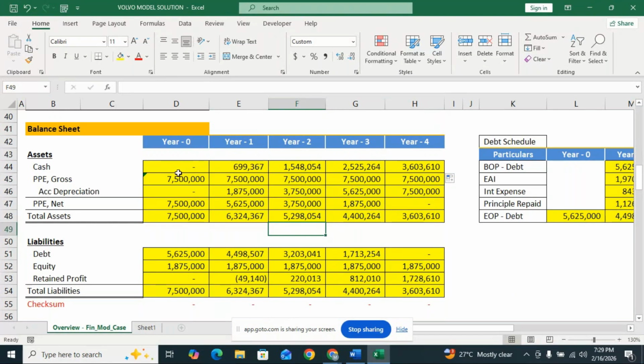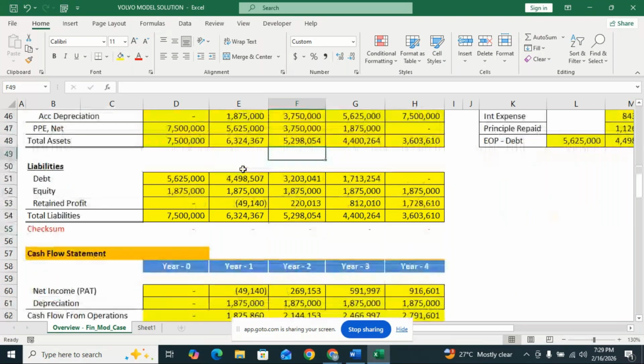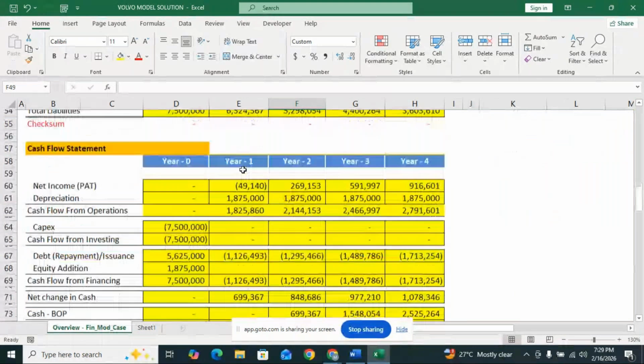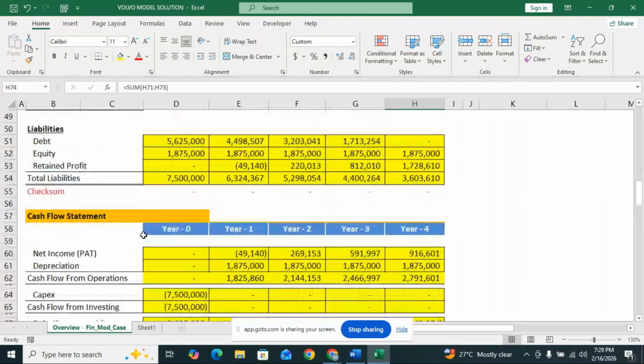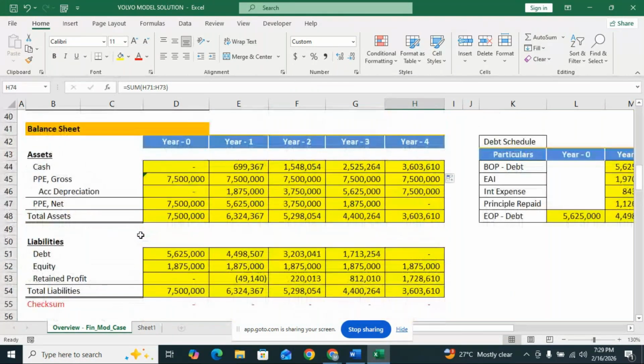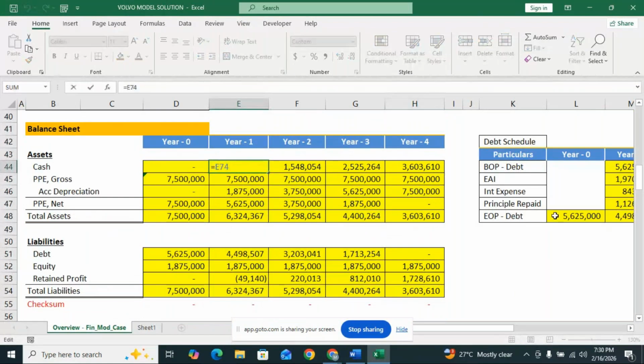We don't have the closing cash balance for year zero as we start. So for year one, take the end of the period cash computation which we had done in the cash flow statement. So it has to be a cell referencing equal to this cell value. That's all. So we have arrived at the net cash balance at the end of the period from the cash flow statement. The same thing, we're going to refer to in the balance sheet. That's all. So I've just elaborated it for you here. Okay, E74. Hope it's clear.